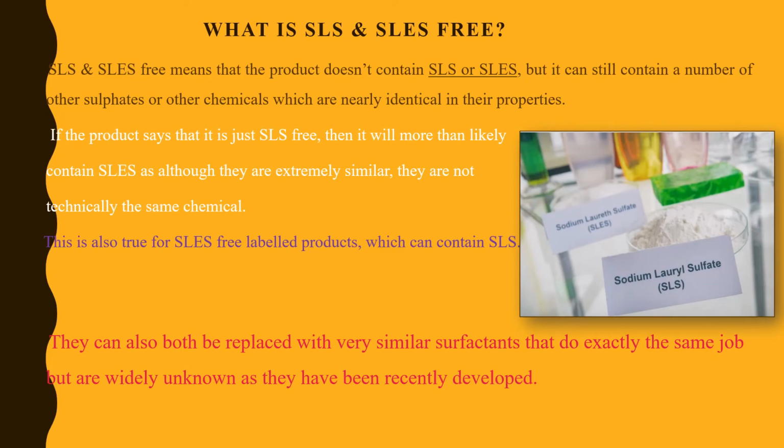Now we are going to talk about the increasing demand for organic products which are in trend and available in the market, where people are saying that they are SLS free and SLES free. So what does SLS and SLES free mean? It means that the product does not contain SLS or SLES. But it can still contain a number of other sulfates or other chemicals which are nearly identical in their properties and characteristics.